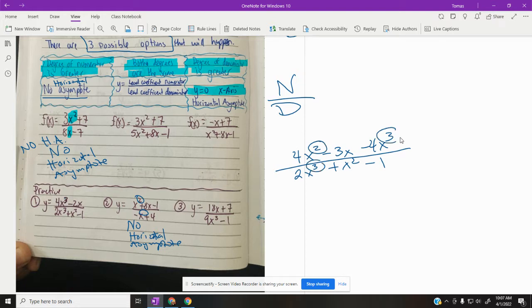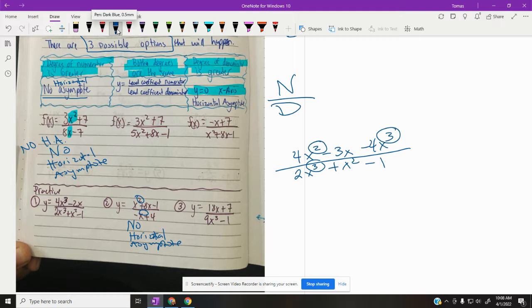But then you have to remember there's another one back here. So just make sure that they're in order. Make sure you're looking at the greatest degree of the expression on the top and on the bottom. Okay.